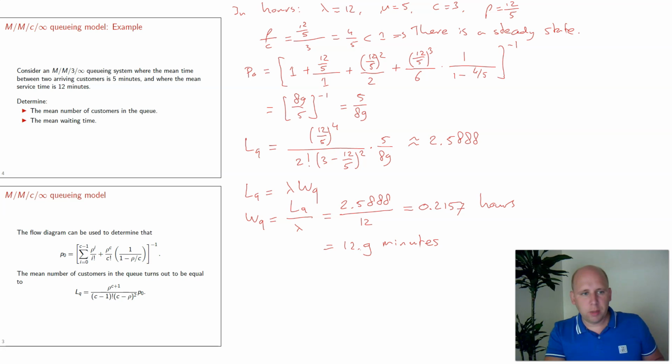So again, the mean number of customers in the queue is 2.6 and the mean waiting time is 12.9 minutes, so almost 13 minutes.